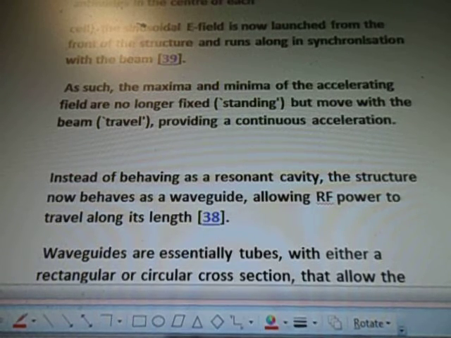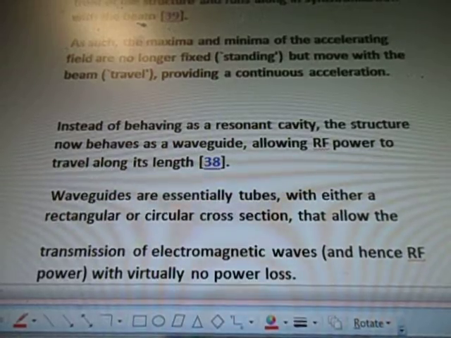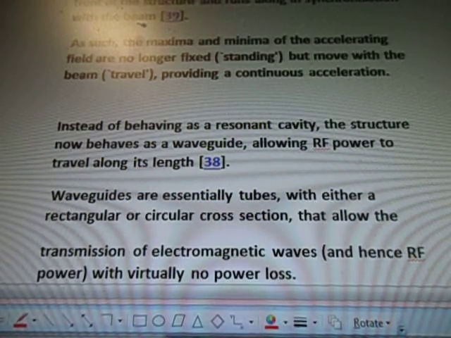So you could use that in the Tevatron ring structure, right? With the protons. Instead of behaving as a resonant cavity, the structure now behaves as a waveguide, allowing RF power to travel along its length. So then you would use that to create your frequency for the communications device.